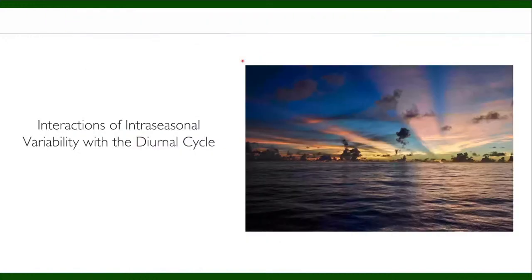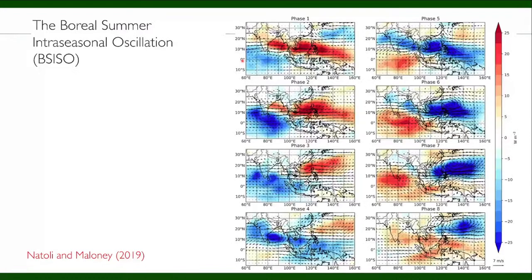Okay, so let's switch gears a little bit and talk about the diurnal cycle. One paper that I want to talk about very briefly first is some work that we did on the BSISO and the diurnal cycle with one of my graduate students, Mike Natoli. This is a composite life cycle of the BSISO based on the Li et al. index. And you can see the formation of precipitation centers near the equator that then move northward in time over places like the Philippines.